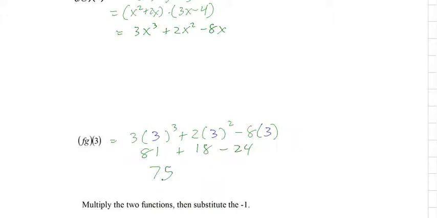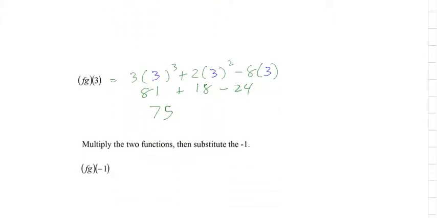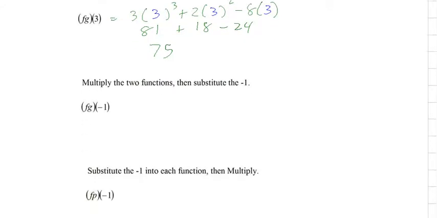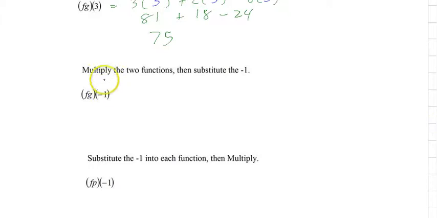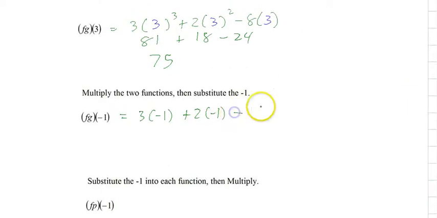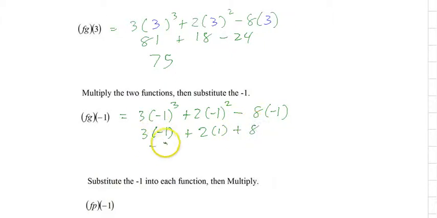That's it. Alright, so just to show you, there are two different ways of doing these when you do have values that you can substitute in. What we're going to do is first take the negative 1, and we're going to plug it into the formula we already have. And so this would be 3 times negative 1 cubed plus 2 times negative 1 squared plus 8 times negative 1. So minus 3 plus 2 plus 8. That's 10 minus 3 is 7.